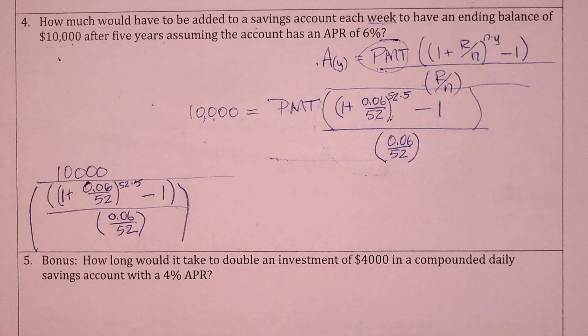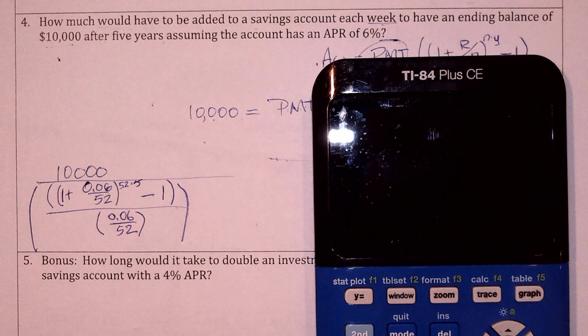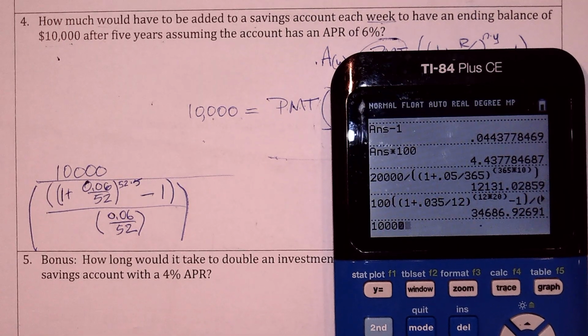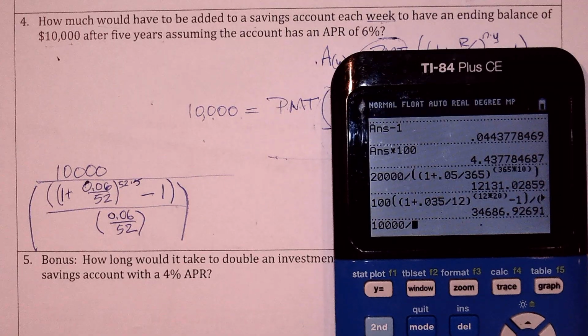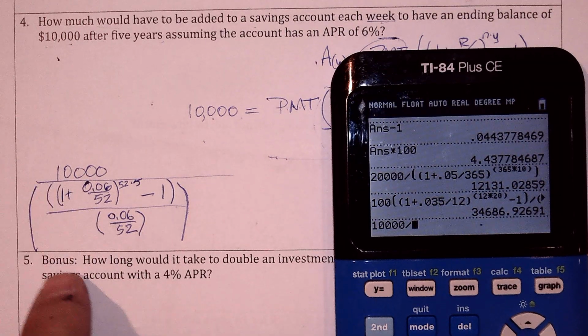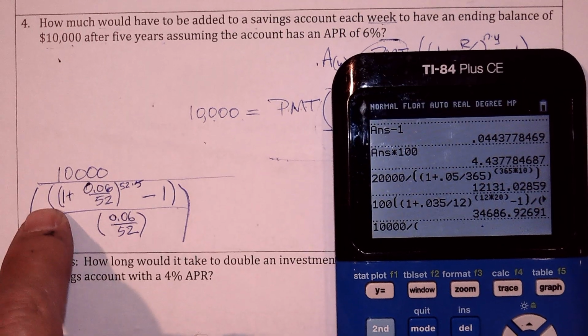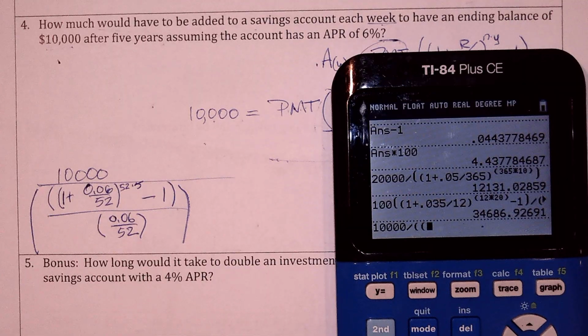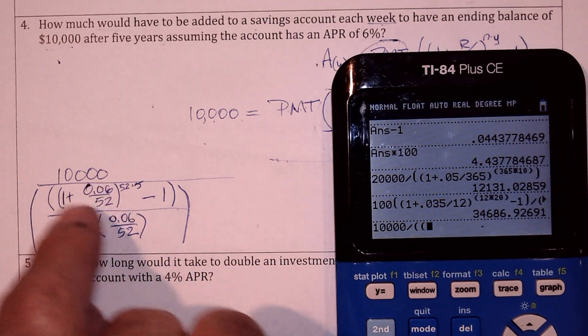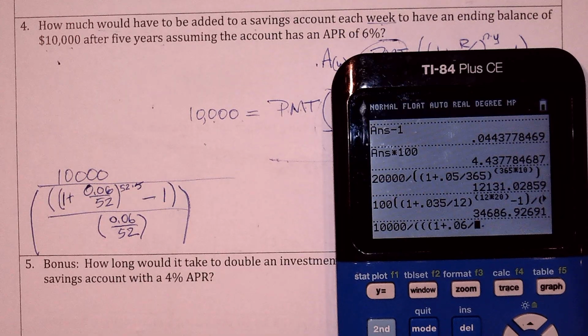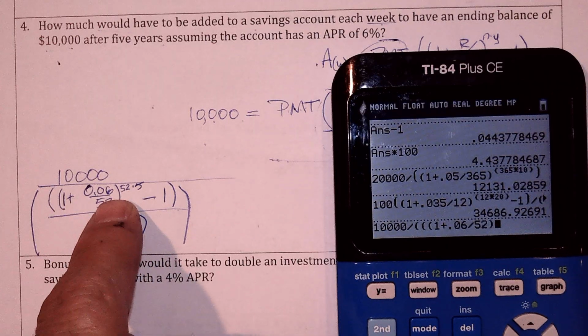So let me show you how that would be typed into a calculator. I've got the 10,000 divided by, now I got to put a parenthesis for the whole denominator, and then a parenthesis for the numerator, and then a parenthesis for this piece of the numerator. So I need 3 of them. 1 plus 0.06 divided by 52. That ends this inside parentheses.